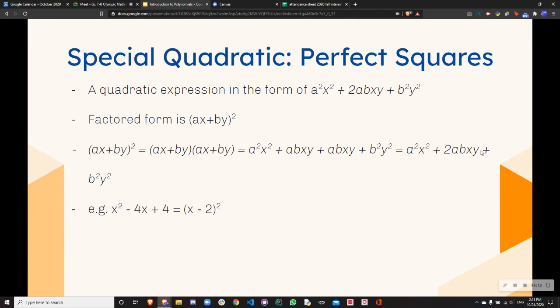And we also have that the term 2abxy has to equal negative 4x. So let's test it out. ax is just x, and then we have by, and by is negative 2. So abxy would be x times negative 2 to give you negative 2x. But you also have to multiply by 2. So negative 2x times 2 is equal to negative 4x. So that means this is a perfect square that you can factor like this. Are there any questions?